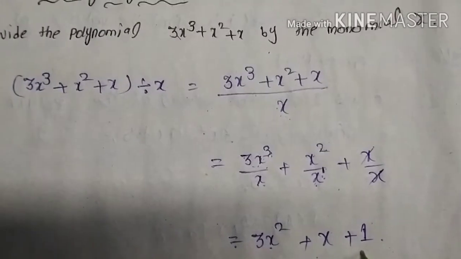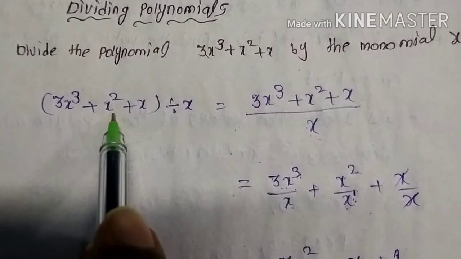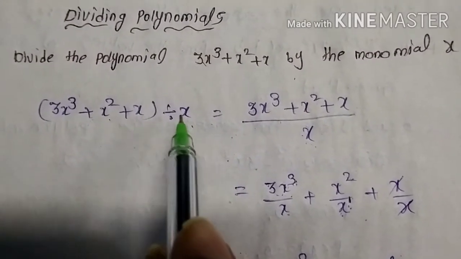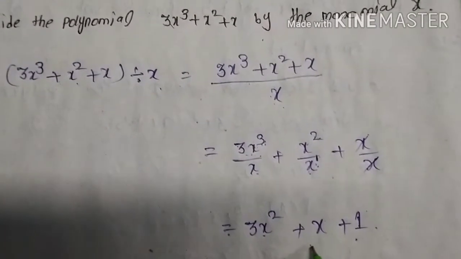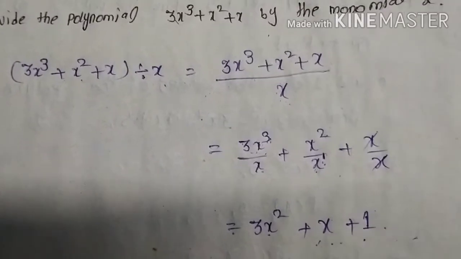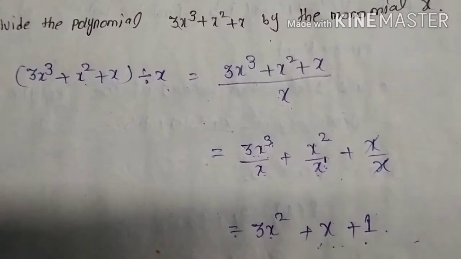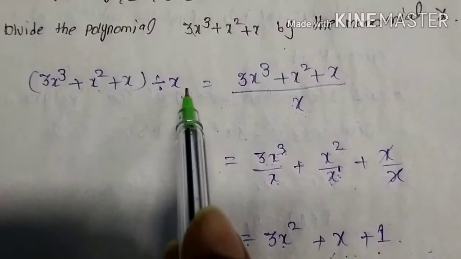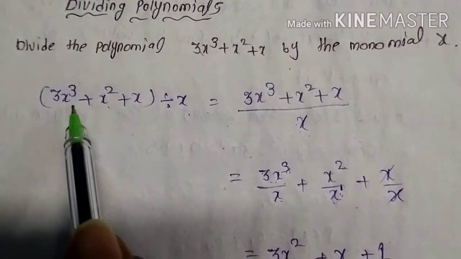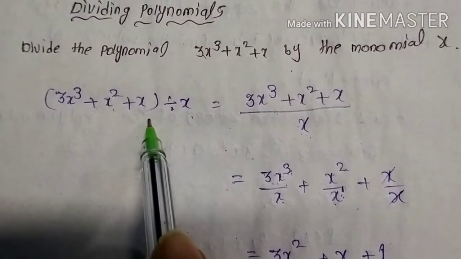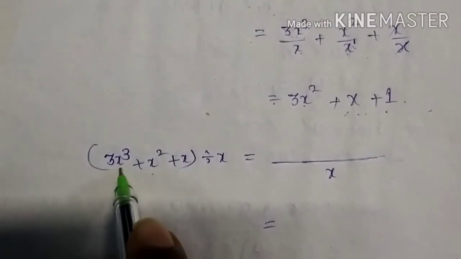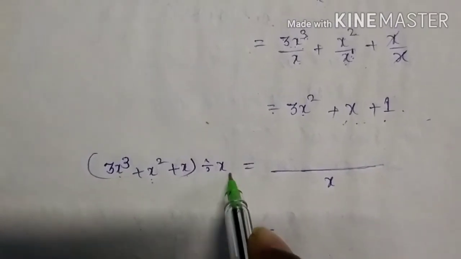This is your answer. See, this is the dividend. Once you observe, this is the dividend or not? Yes. This will be the divisor or not? Yes. We are getting, see, it is the quotient or not? Yes. Are you getting any remainder? We are not getting any remainder. Yes or no? We are not getting any remainder. That means here, see, x is a factor. x is a factor of 3x cube plus x square plus x or not? Yes. In this way, once again you can see 3x cube plus x square plus x divided by x.